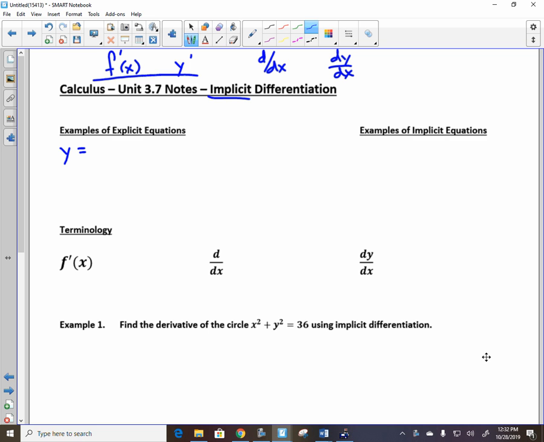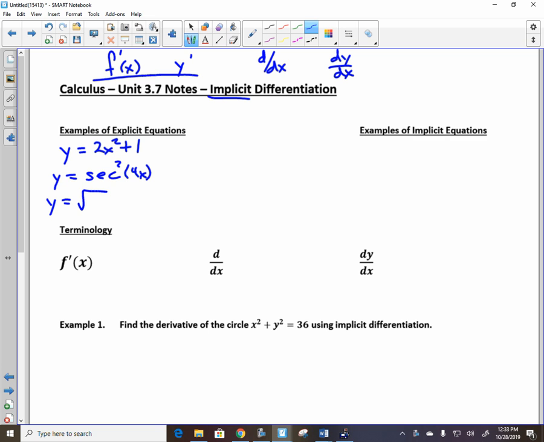For example, y is equal to 2x squared plus 1. No problem finding that derivative. Agreed? Or say you have y is equal to secant squared of 4x. Now, a little bit more difficult, right? But we've talked about how to do that.